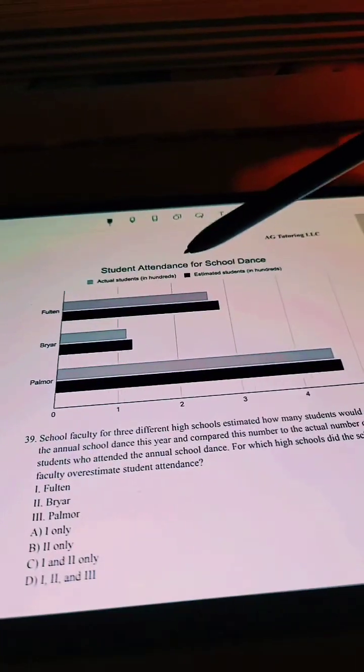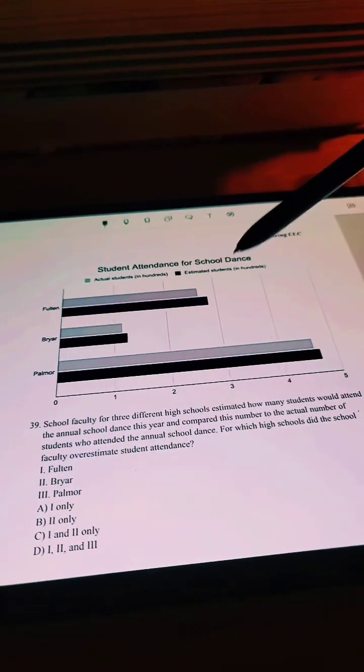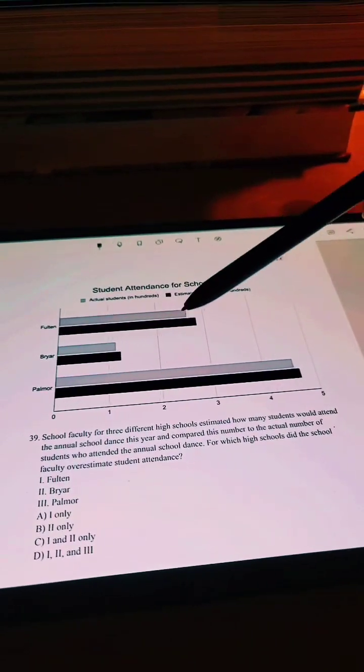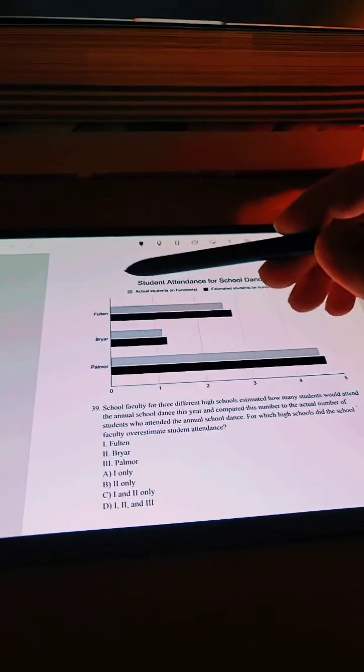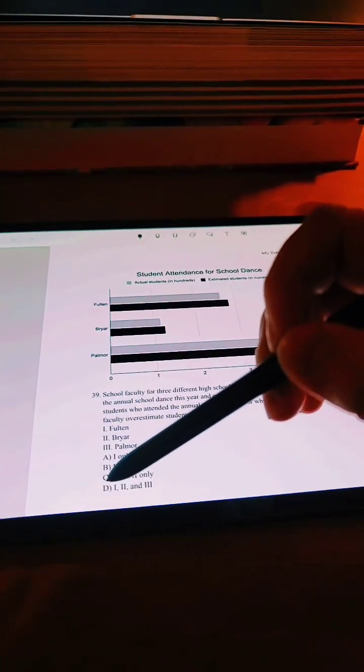So if they overestimated, then the black bar should be greater, representing a greater value, which it does for each of these. So it would be all the schools, 1, 2, and 3. So that would be D.